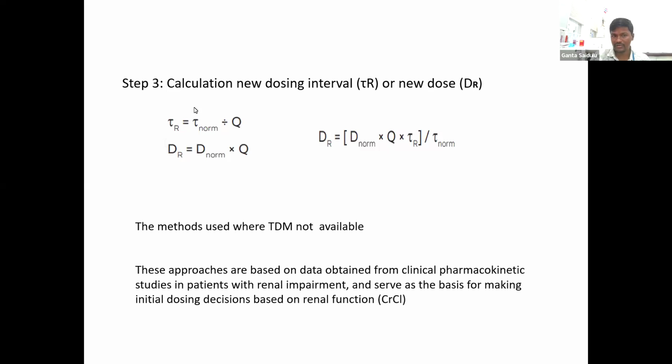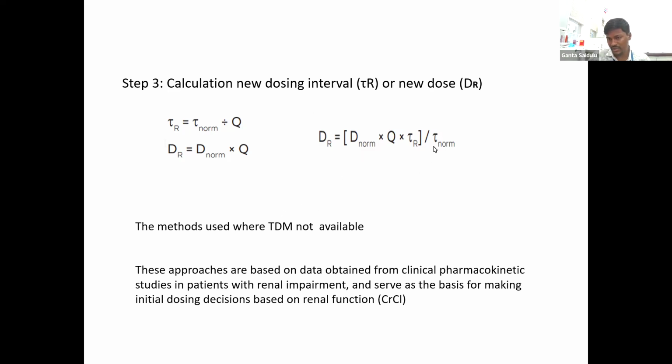This is for the dosing interval calculation. It is the same for the new dose calculation. What is the normal dose? For example, meropenem 1 gram, levofloxacin 750, amikacin 1 gram, ciprofloxacin 400 TID, colistin 9 million units. You substitute the particular antibiotic's normal dose and multiply by the dose adjustment factor you got from step 2, and you will get the new dose or new dosing interval. You can also use another alternative formula to calculate the new dose or new dosing interval if you don't have these values.